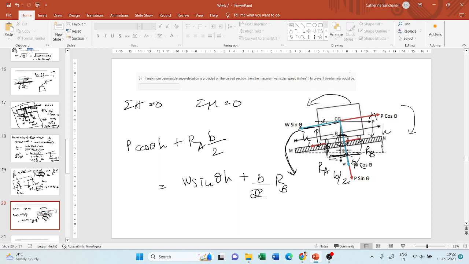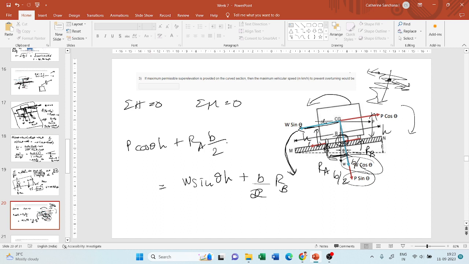Now I told you, there are other forces also. P sin theta is also a force, P cos theta is also a force, but you're not taking moment about those forces. Even if you take moment about these forces, the perpendicular distance is 0. My force is passing exactly through the point, so there is no perpendicular distance, and no moment will be generated by these forces. So you're not taking W cos theta or P sin theta.